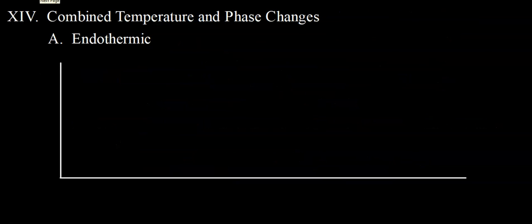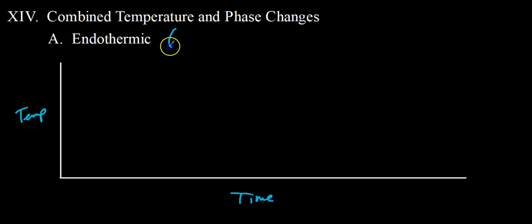All right, so in reality, substances aren't always just undergoing a temperature change or just a phase change. A lot of times a substance undergoes both a change in temperature and a change in state of matter. So we're going to do some calculations involving combined temperature and phase changes, where you're going to use both Q equals mcΔT and heat of fusion or heat of vaporization in your calculation. First, let's draw a graph of temperature on the y-axis versus time.